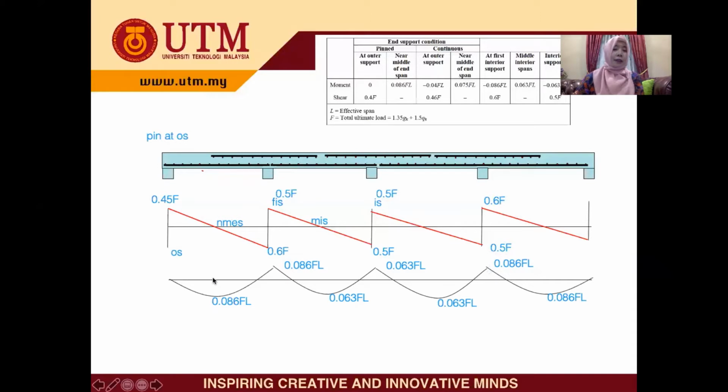Okay, that is for the one-way slab. And then what is F? F, remember the beam, F is equal to WL. Okay, the F is WL.